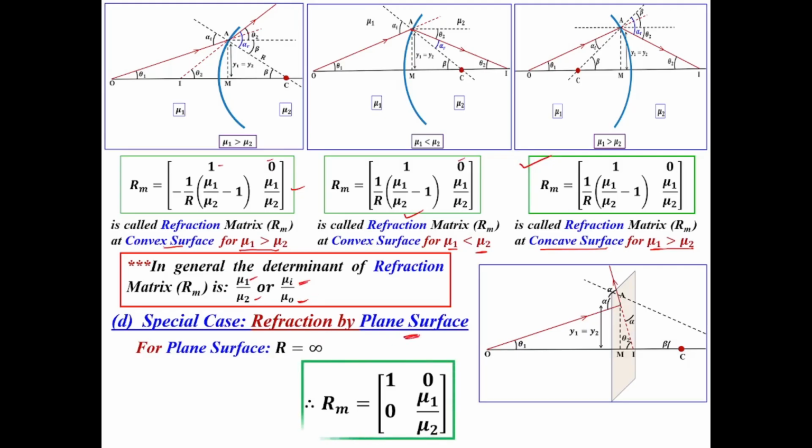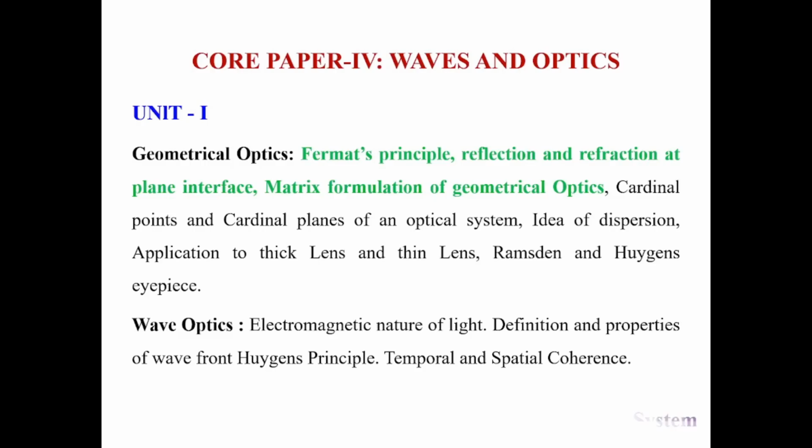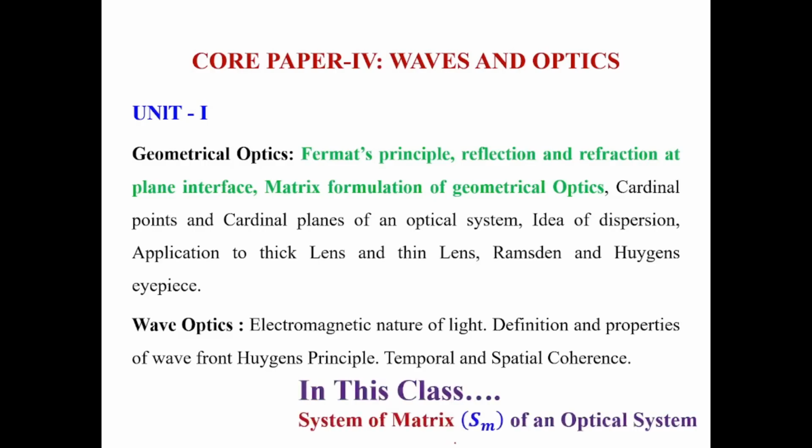Considering a plane surface, by substituting the radius of curvature r equal to infinity, the refraction matrix will be 1, 0, 0, mu1 by mu2. Instead of mu1 by mu2, we can write mu I by mu O. In detail, we discussed this in our last class. In this class, we are going to discuss the system matrix.